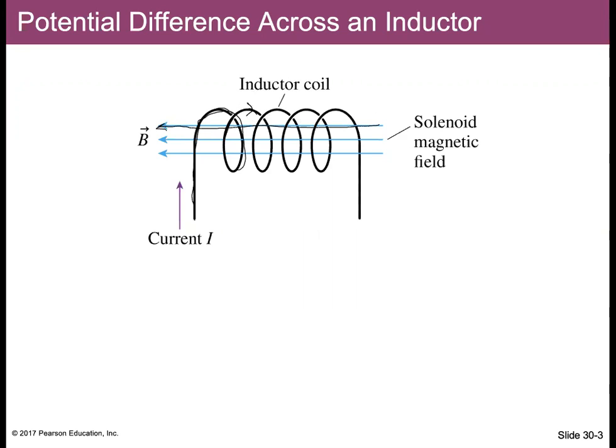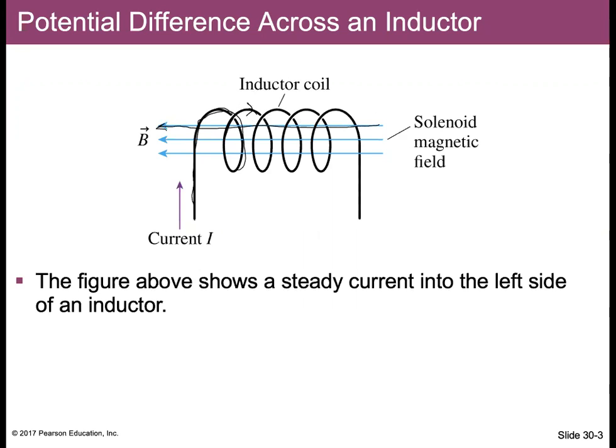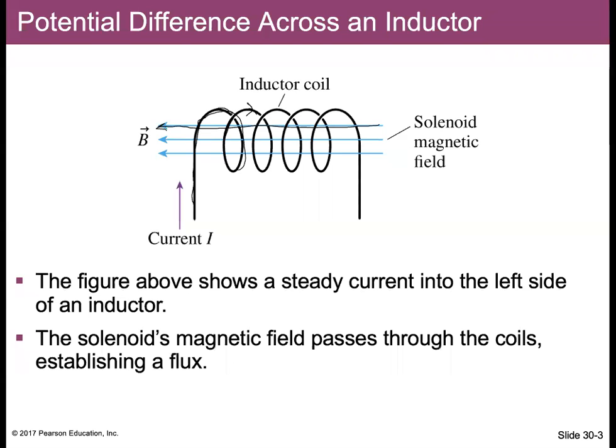So in this case, this figure shows a steady current into the left side of an inductor. The solenoid's magnetic field will pass through the coils, establishing a flux. So we have the magnetic field going through the coils, and now we have our magnetic flux, where again our magnetic field is perpendicular to our coils.